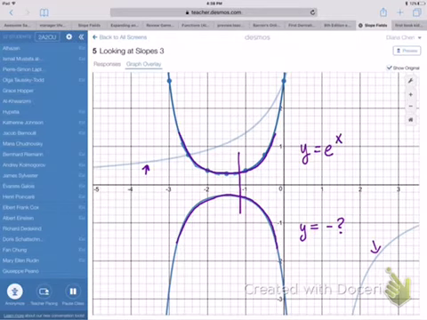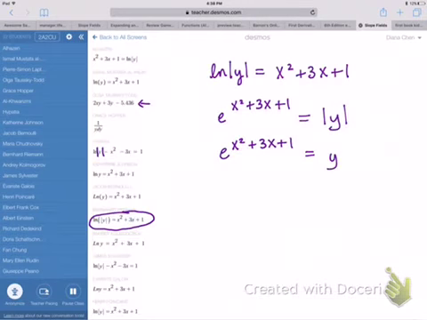So e raised to the x squared plus 3x plus 1 is just this top part. The bottom comes from the negative version of that: negative e to the x squared plus 3x plus 1. So for that reason, and also for an algebraic reason that I'm going to show you in just a second, we need a plus or minus on this function.